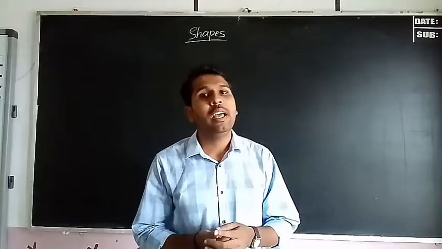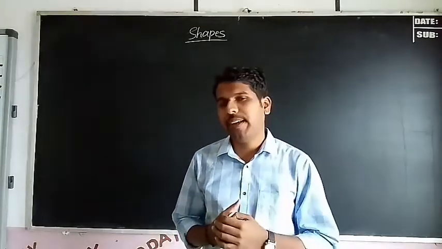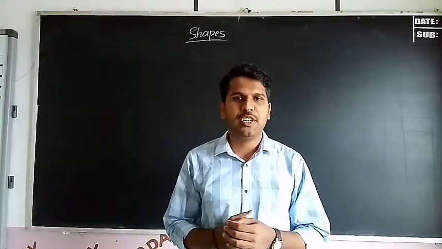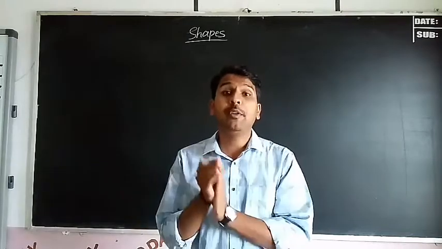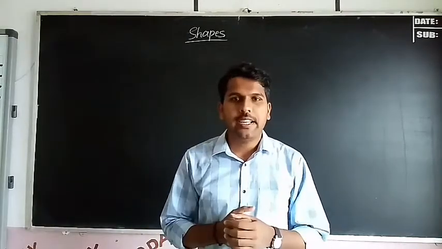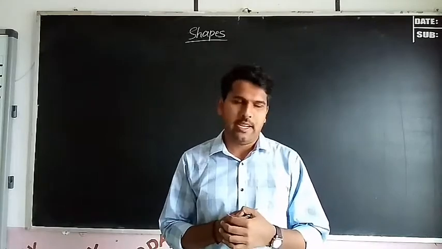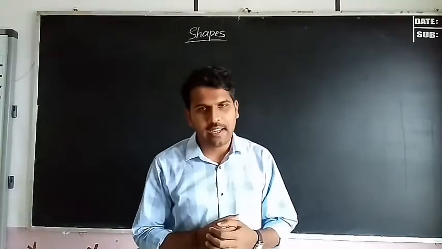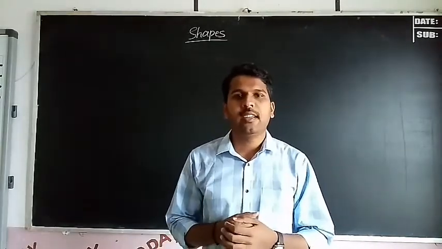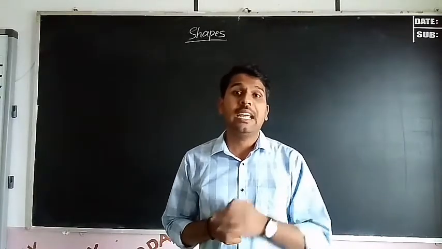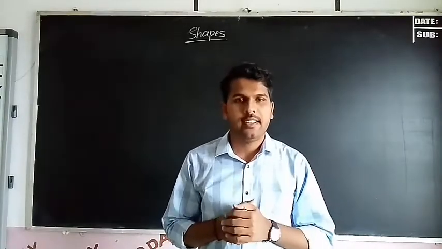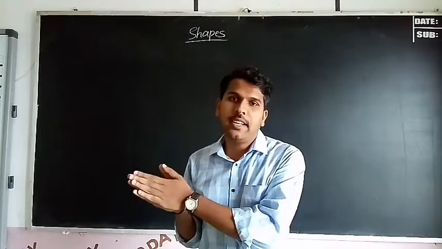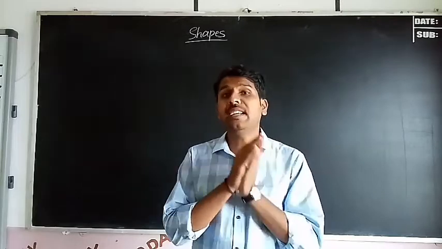And second one, acute angle. So what is the definition of acute angle? Just a simple definition: the measure of an angle is in between 0 degree and 90 degree. We call it an acute angle. Next, right angle. What is the definition of right angle? The measure of an angle is exactly 90 degree. That angle we call a right angle.